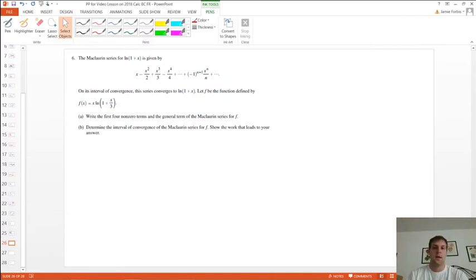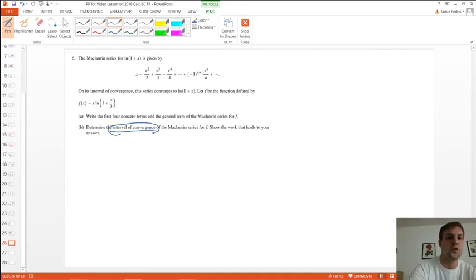All right. So then B says determine the interval of convergence of the Maclaurin series and show the work that leads to your answer. Okay, so on our final exam, finding the interval of convergence of the Maclaurin series is no longer a requirement. But the test we use to do that is a test for convergence that we need to know, so it's still good practice. So if you remember, finding the interval of convergence for Maclaurin series comes from using the ratio test, which we need to know how to do the ratio test.